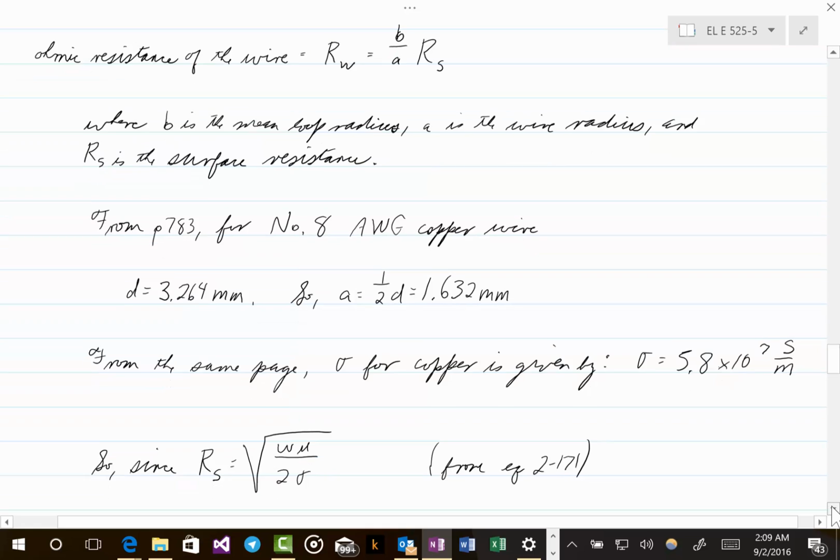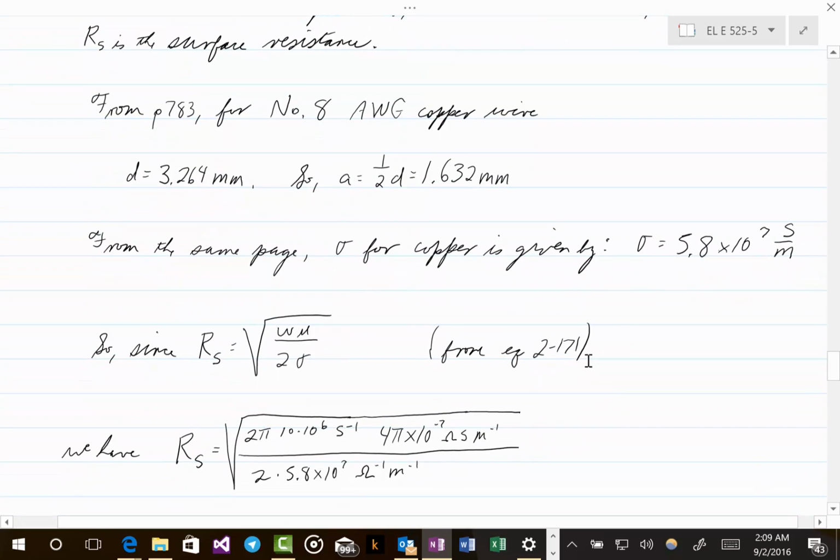Now, how do we get these values? Well, you have to look in one of the indices in your book. Namely, if you look on page 783, you'll see that for number 8 AWG copper wire, the diameter of the wire is 3.264 millimeters. Now, as we said, A is the radius of the wire, so that will be 1/2 of D, or 1.632 millimeters. From the same page, we have sigma for copper. Remember, this is copper wire. Sigma for copper is given by 5.8 times 10 to the 7th Siemens per meter. Remember that a Siemens is an inverse ohm.